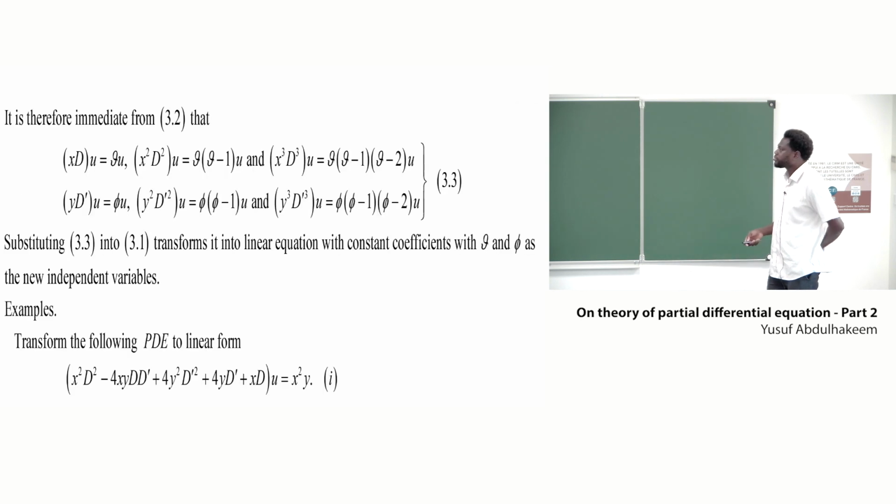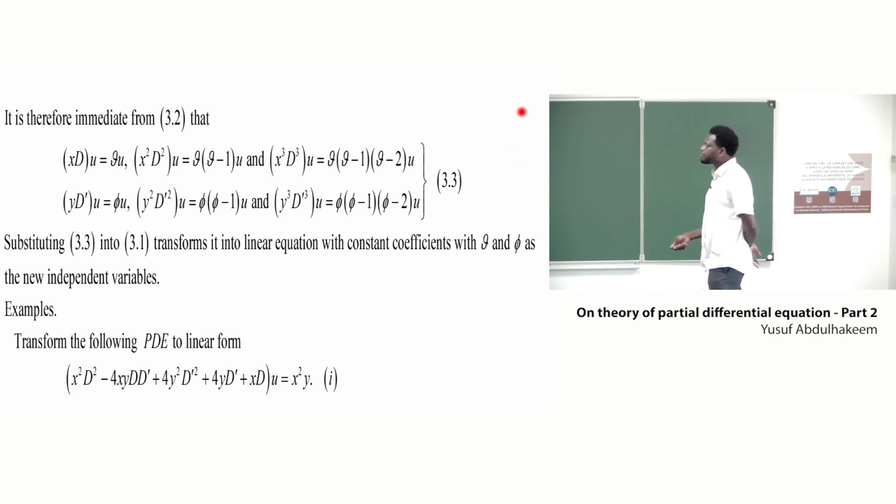So what do we mean? It is therefore immediate from 3.2 that xDu is the same thing as theta u. Then x squared D squared u gives us theta in the bracket of theta minus 1, multiplied by u. To the power of 3, we are going to have theta, theta minus 1, theta minus 2. If it is to the power of 4, we have theta, theta minus 1, theta minus 2, theta minus 3, like that.